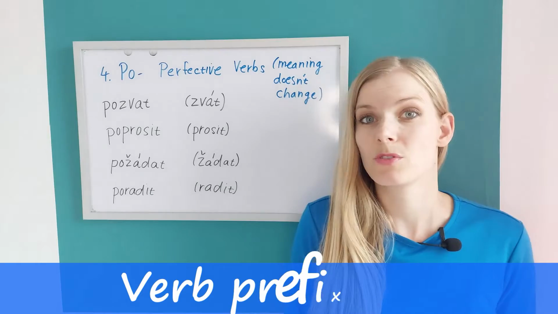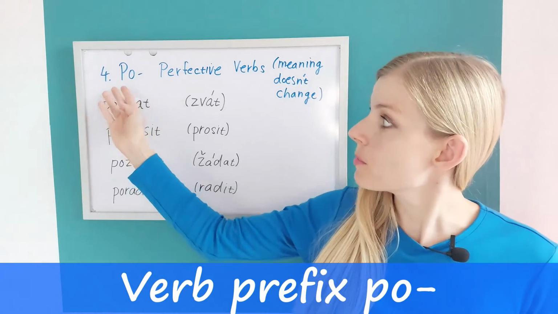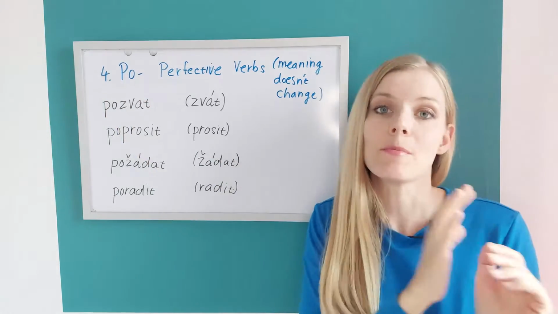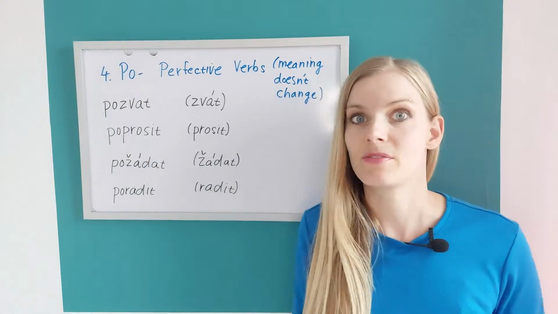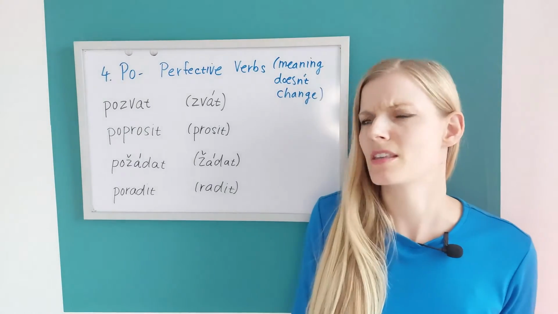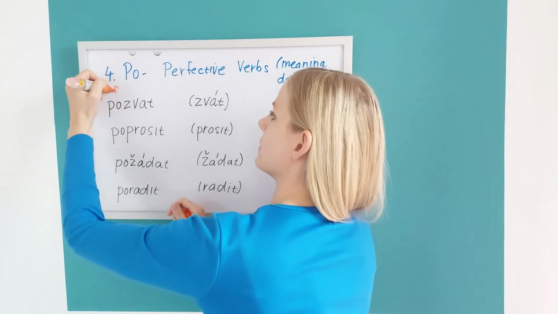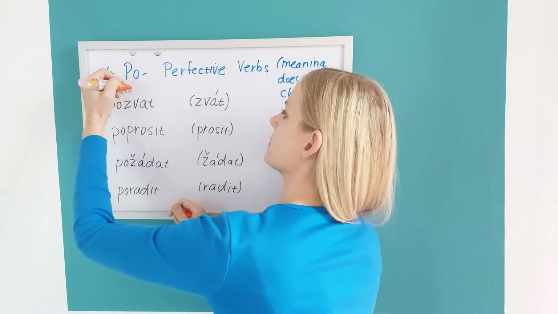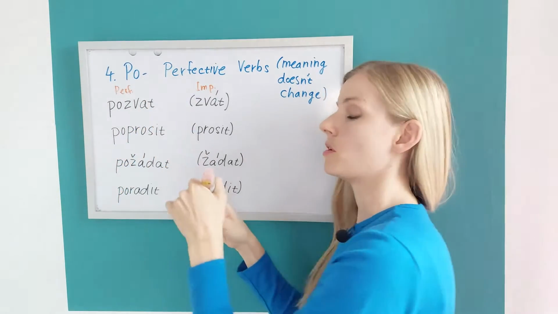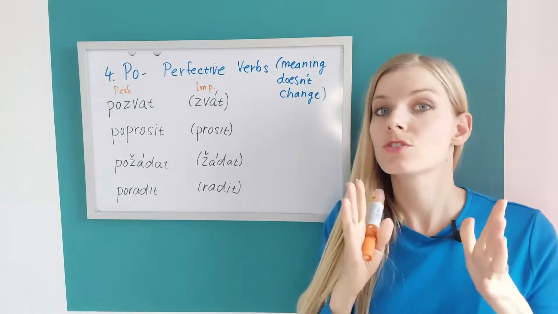It is quite common to have a Czech verb starting with po, because this particular prefix can make an imperfective verb perfective without changing its meaning. Let me tell you what I mean exactly. These are perfective verbs. They talk about a finished action. And these are imperfective verbs.